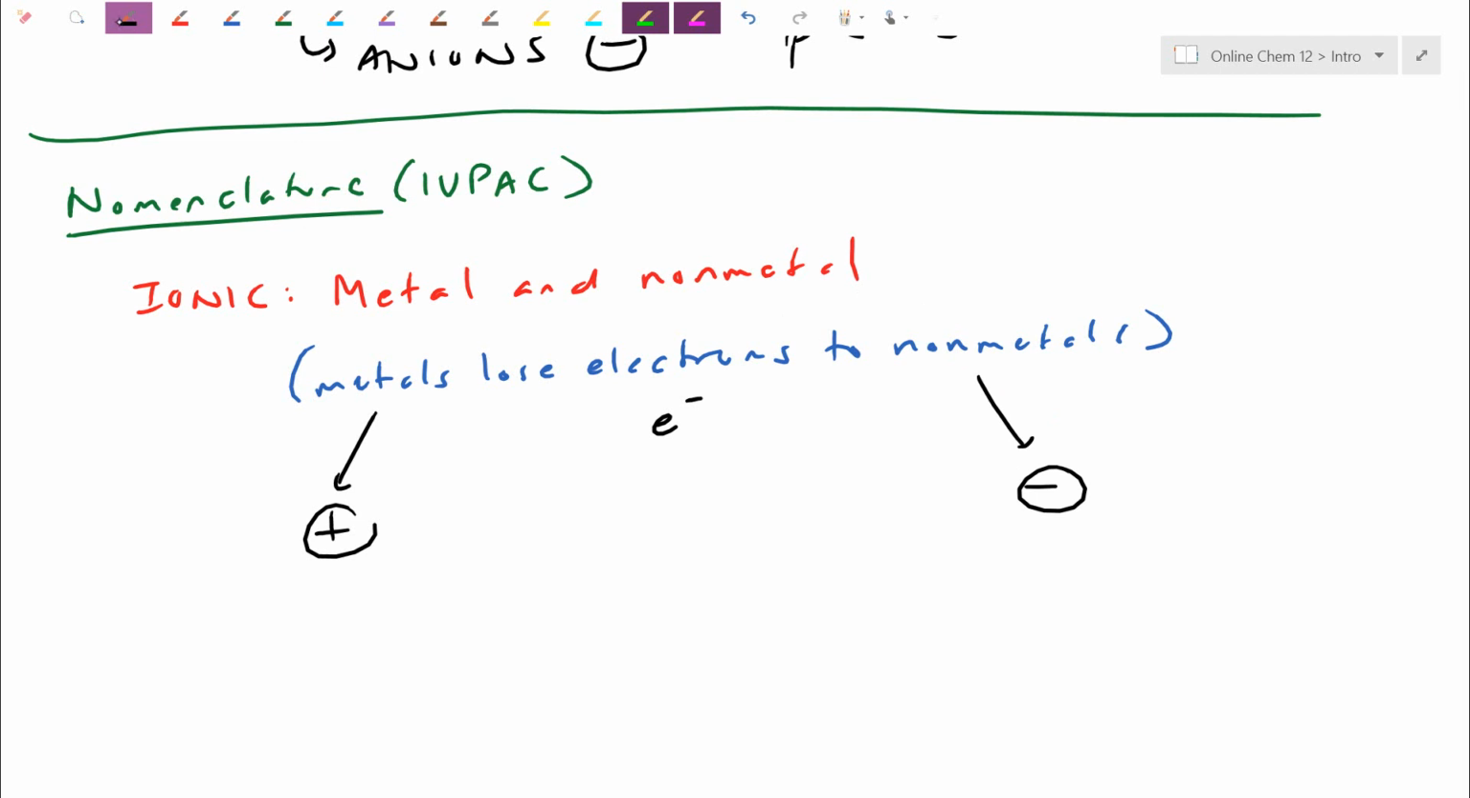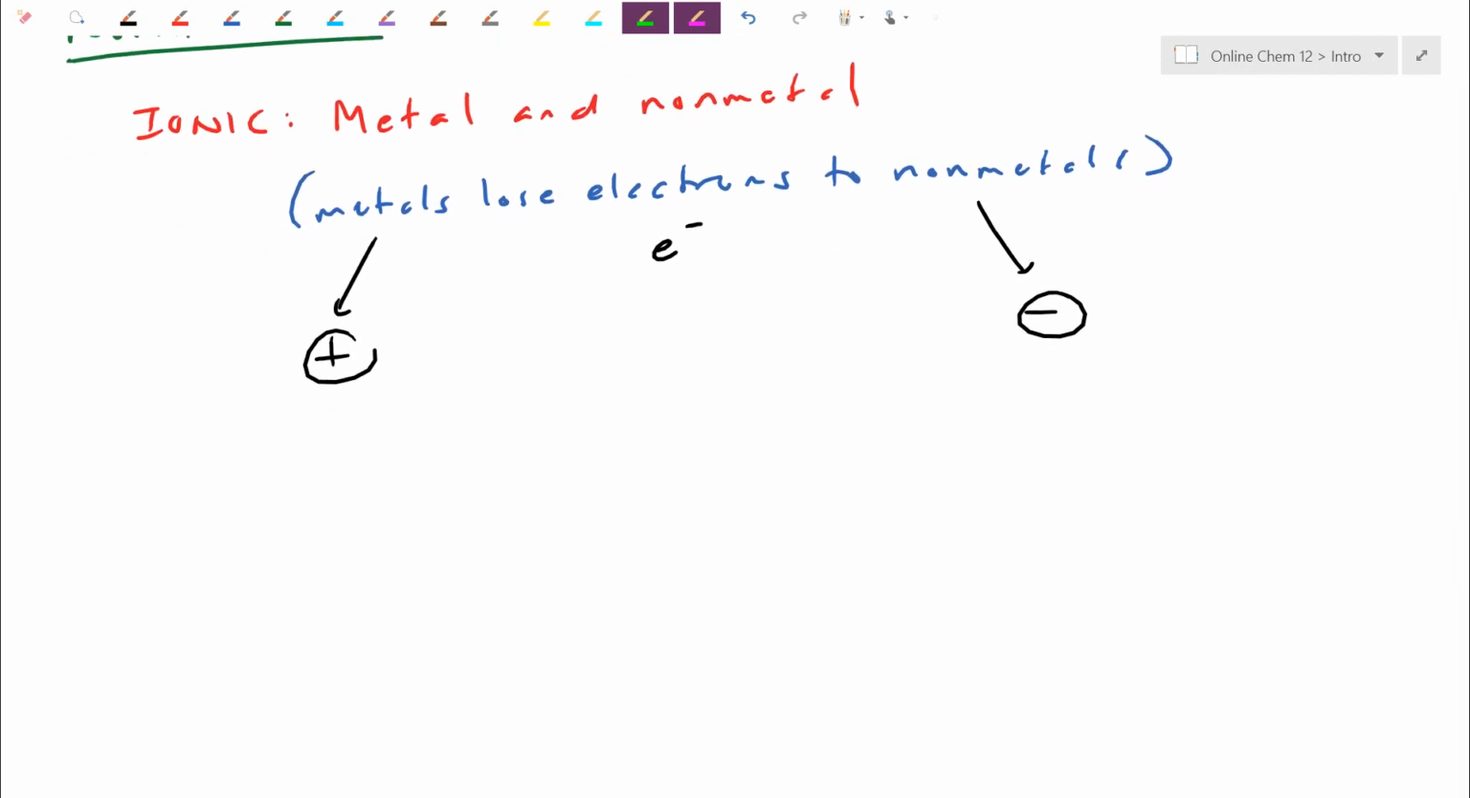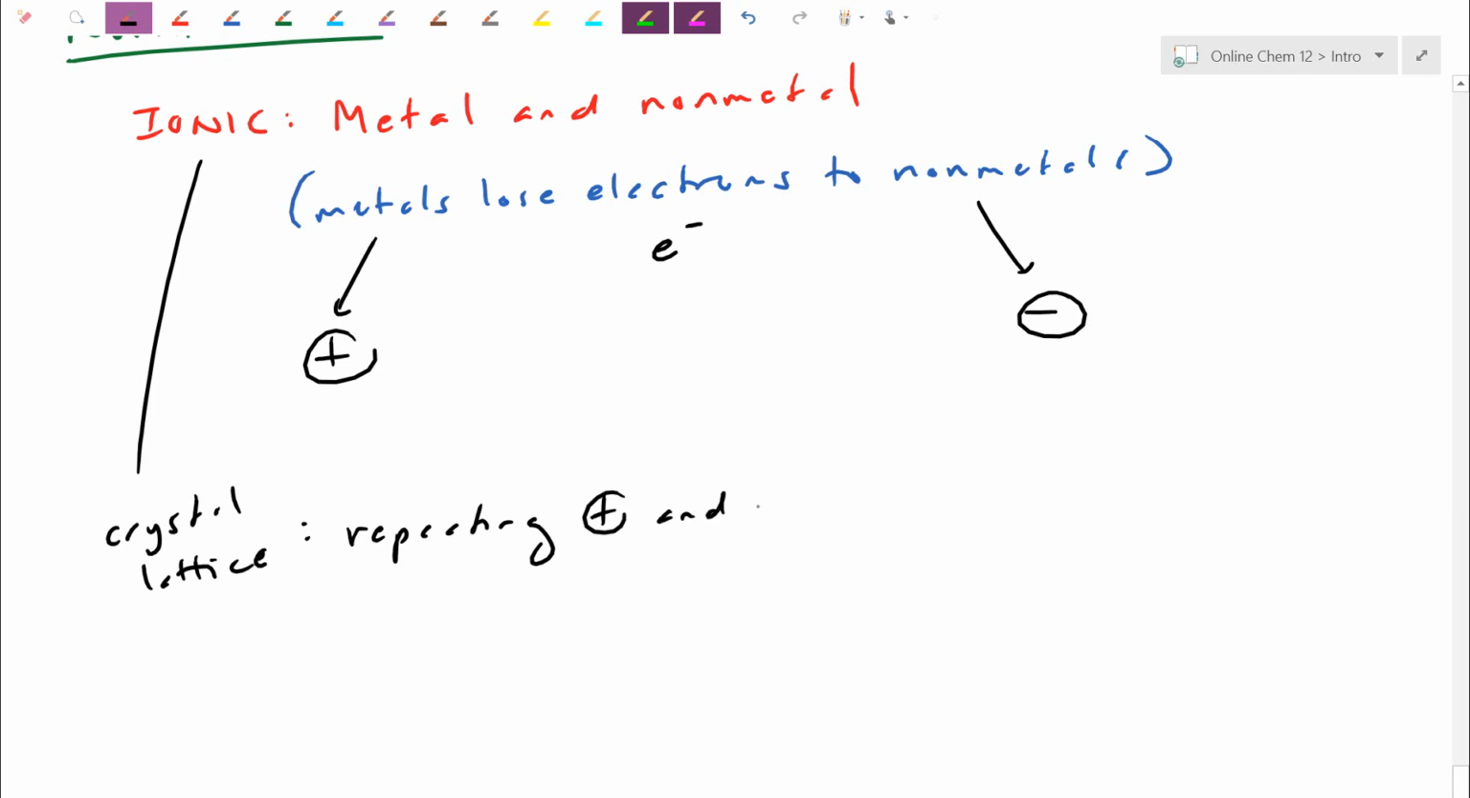Remember, for ionic compounds, we talk about there's an electron transfer. We always talk about ionic compounds as forming a crystal lattice. That word crystal just means it's a repeating pattern. It's a nice orientation. Lattice is essentially this notion: it's repeating positive and negative.